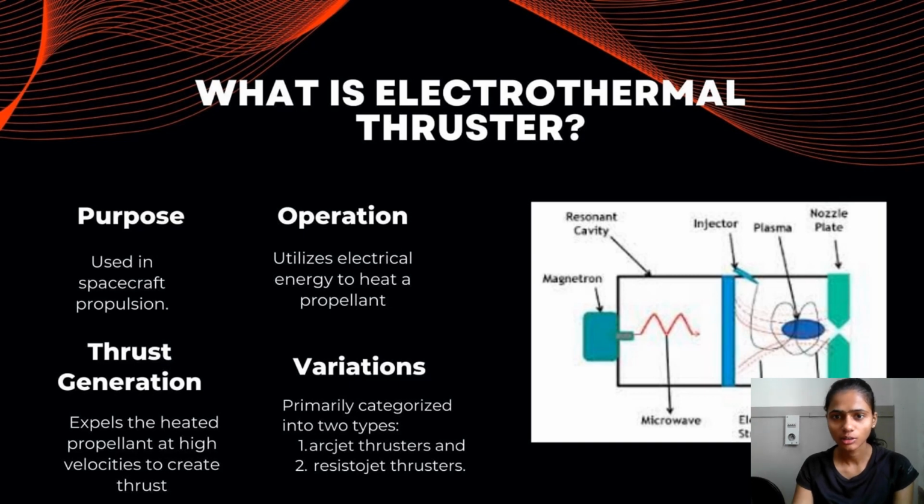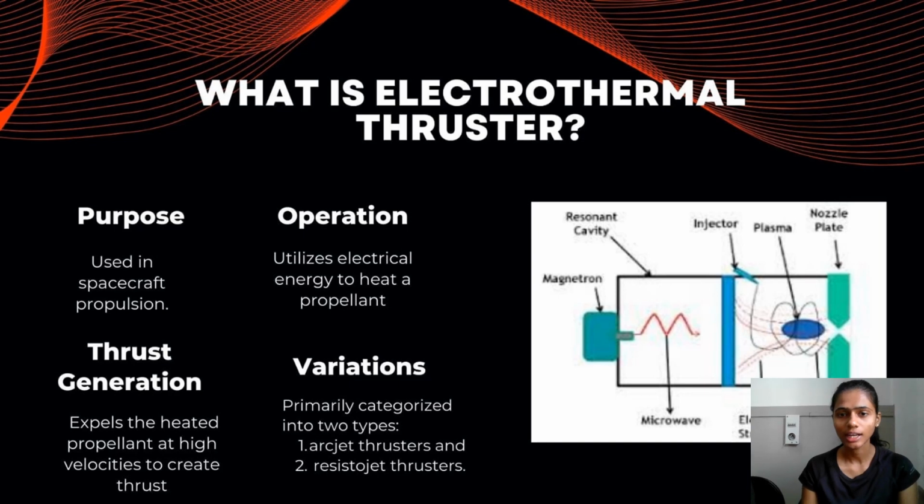You may be thinking, what is the electrothermal thruster? In the word itself, electrothermal, the electro means the electrical and thermal means the heat. Its purpose is that it is used in spacecraft propulsion. The operation is, as I told you, the electrical energy is used to heat the propellant. And you may be having a doubt about the thrust generation. Thrust generation is that it expels the heated propellant at a high velocity to create the thrust.